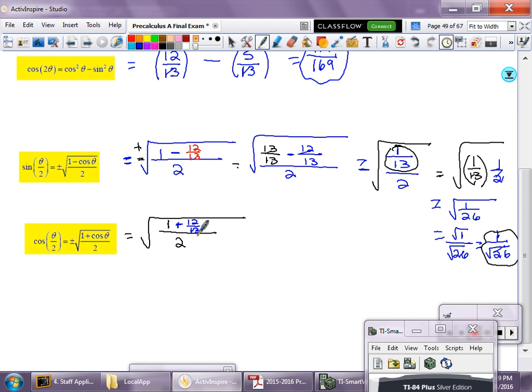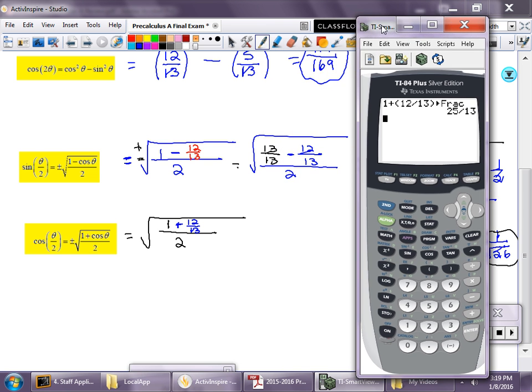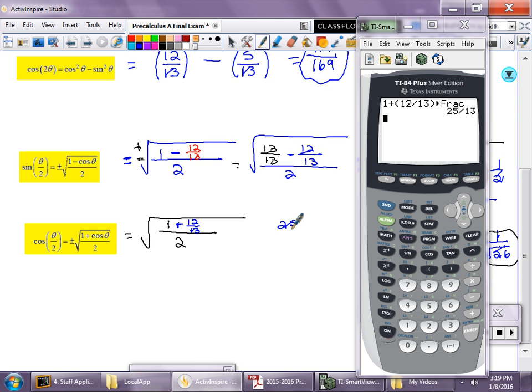Okay, some of you might find it easier to just use your calculators to add the fractions, which I'm going to do. I'm just adding 1 plus, and you have to use parentheses for your fractions. Close it, and just press math enter enter. And you get 25 over 13. And that's just for the top. So let's go ahead and write it. And copying and respecting.